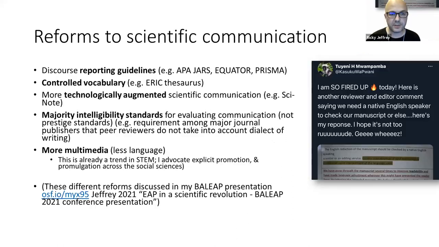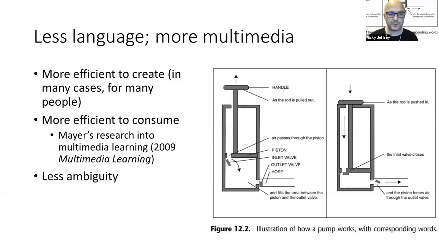I better get to the practical parts. So I gave a presentation at a conference earlier this year. There's the link where I talked more broadly about different linguistic measures, ways to deal with the barriers in natural language. I'll talk specifically about this final one, more multimedia. I'll just jump through some quick examples. Basically, if you're using multimedia, so you're not just relying on English, you're not just relying on sentences of declarative English in paragraphs, then it can be more efficient to create for many people. It's certainly more efficient to consume.